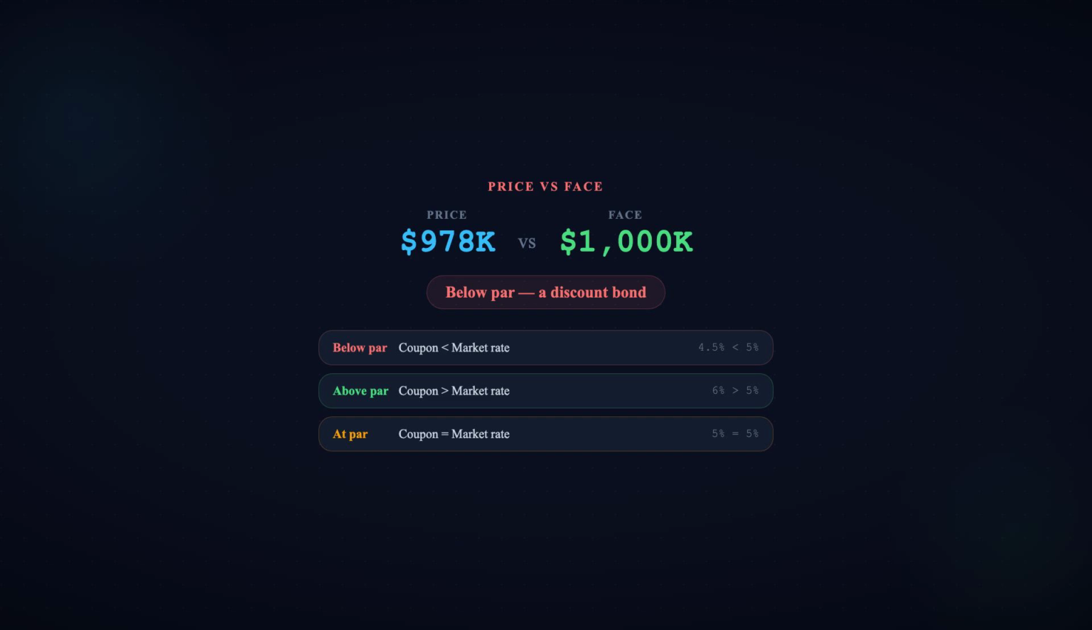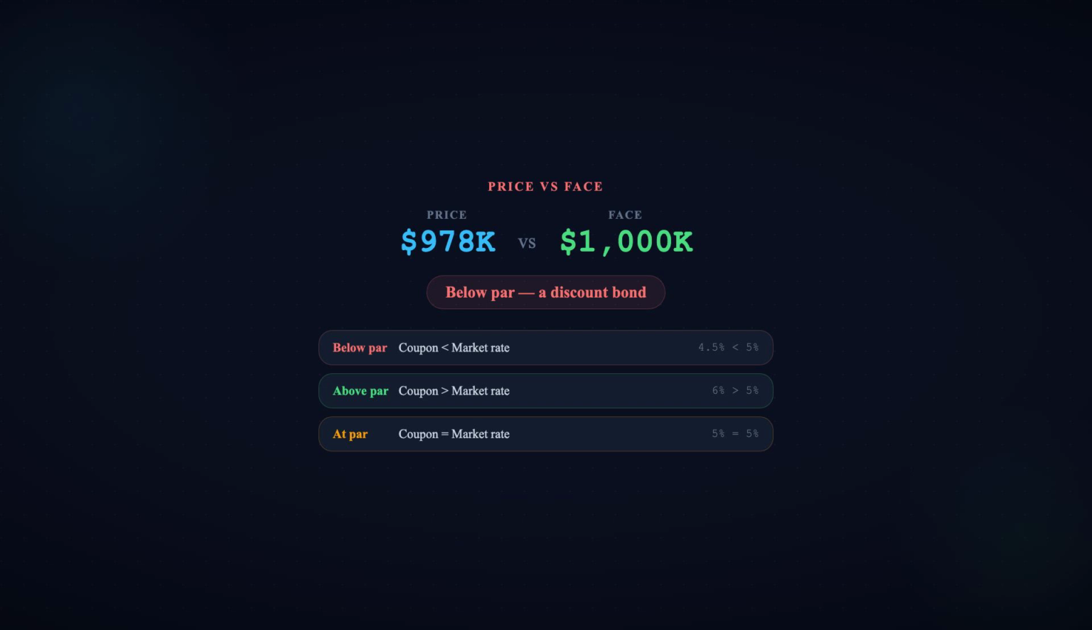This is the rate price seesaw. When rates go up, bond prices go down. When rates go down, bond prices go up. Always, without exception. This seesaw is the reason bond investors watch central bank announcements so carefully. A rate hike means existing bonds lose value. A rate cut means they gain.